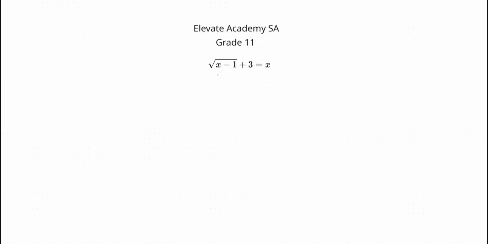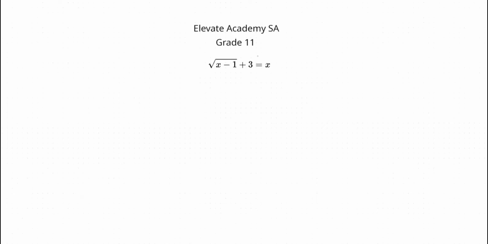So when we look at this example, we have the square root of x minus 1, plus 3, equals x. So it should be obvious what we need to do here. We need to get rid of the square root. So the way we're going to do that is by squaring it. But since this is an equation, we need to square both sides.